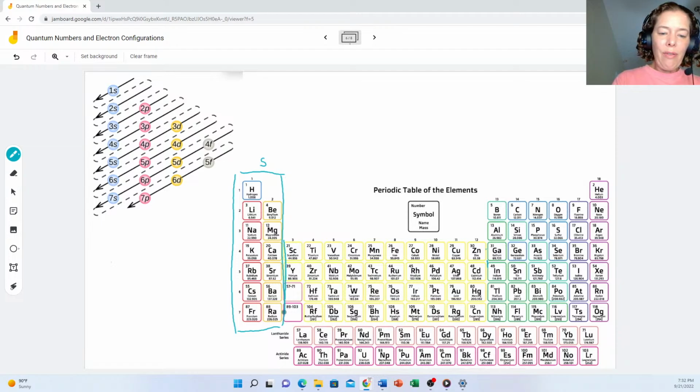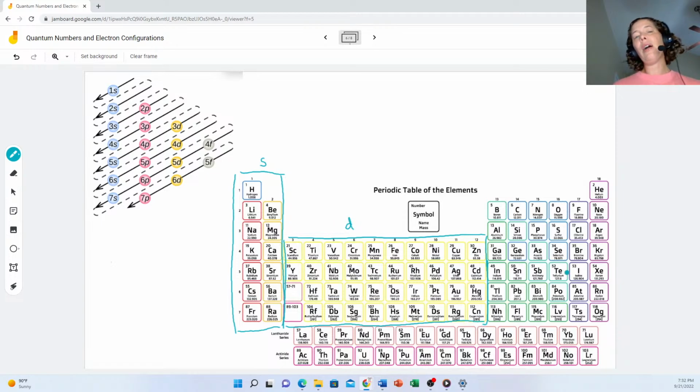Then we have these 10 columns here. This is the d block. These are the d orbitals. Anytime you move through the d block or you end in the d block, you're going to have an atom that has some electrons in the d orbital. We have these 6 columns right here.